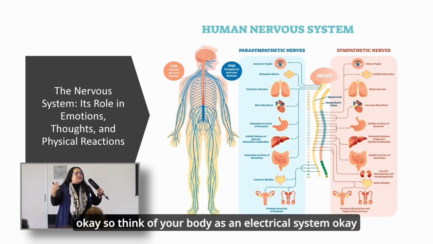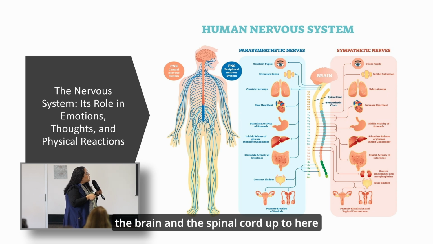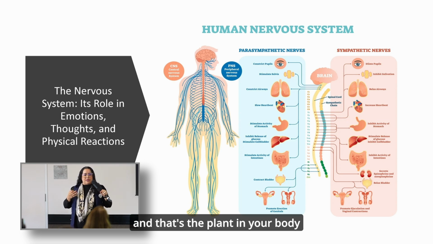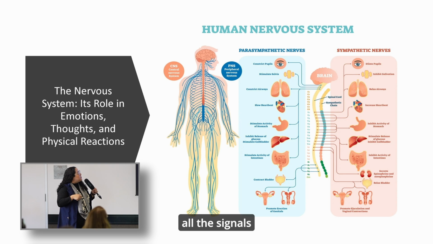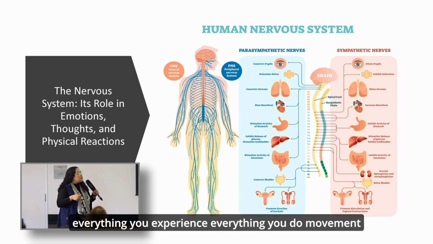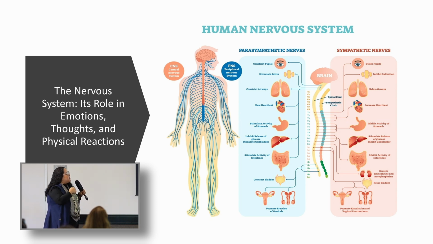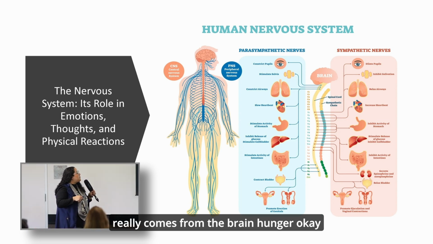Okay, so think of your body as an electrical system, okay? And so the brain and the spinal cord up to here is the central nervous system. And that's the plant in your body, the electrical plant in your body. All the signals, everything you experience, everything you do, movement, thinking, talking, eating, pain, any physical sensation that you experience really comes from the brain.